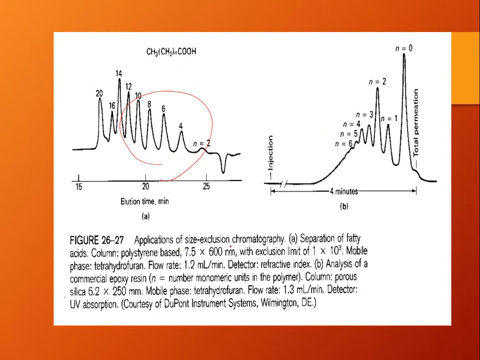And for applications of size exclusion chromatography, this is the fatty acids analysis: the column is polystyrene based, 7.5 by 600 millimeters, with an exclusion limit of 1 times 10^3, the mobile phase is tetrahydrofuran, and the flow rate is 1.2 ml per minute. The detector is a refractive index, RI detector. Another is analysis of commercial epoxy resins, the number of monomeric units in the polymer, and the column is porous silica, 6.2 by 250 mm. The mobile phase is tetrahydrofuran, the flow rate is 1.3 ml per minute, and the detector is UV absorption.